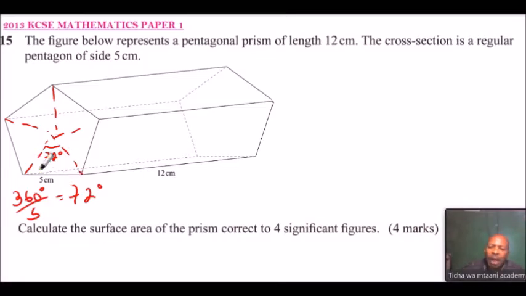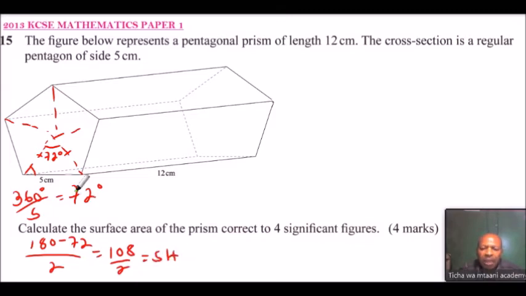Once we have that, because it is an isosceles triangle, we can get this angle here, and that will be 180 minus 72, divided by 2, that is 108 divided by 2, which gives you 54. So this is angle 54. So what we need to do here is to get the area of one triangle, multiply by 5, multiply by 2 because of the other side, and that will be the area of the two sides. Then we calculate the area of each rectangle here, which is width 5, length 12. We multiply by 5, and that will give us the surface area.